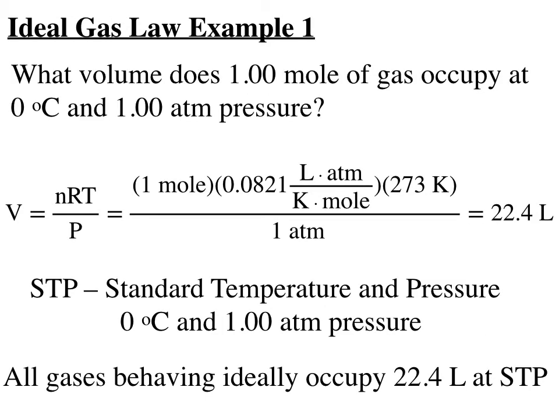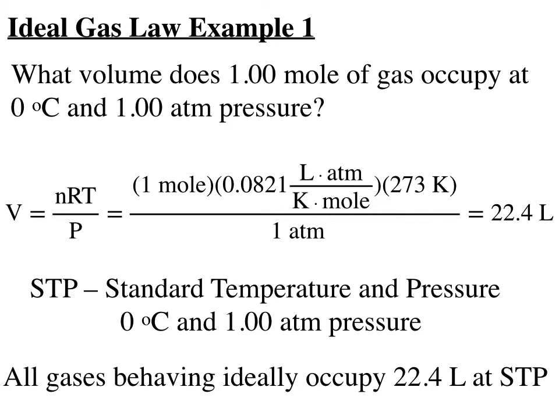Let's look at an example of using the ideal gas formula. Let's answer the question, what volume does 1 mole of gas occupy at 0 degrees C and 1 atmosphere pressure? First of all, we should note that this is known by chemists as standard temperature and pressure, STP. STP is the condition of 0 degrees C, or the freezing point of pure water, and 1 atmosphere pressure, the pressure exerted by air at sea level.